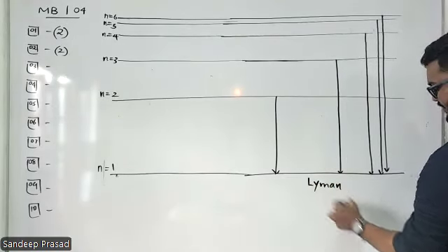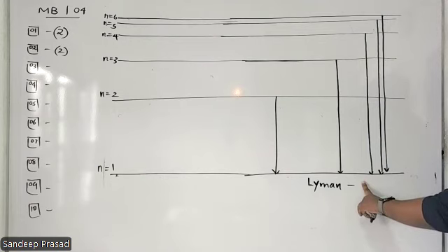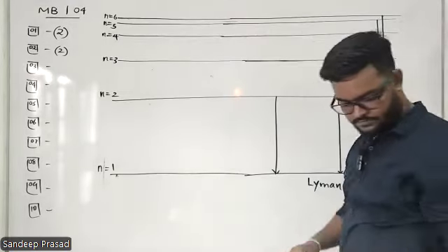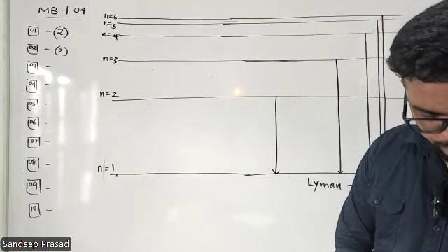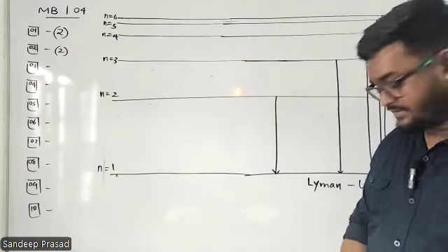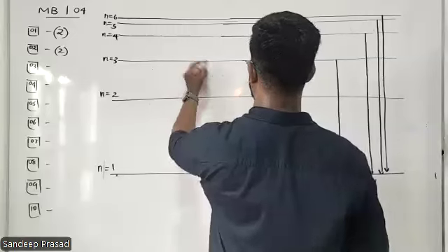Lyman series belong to which region in the electromagnetic spectrum? Can you remember? Lyman belongs to which region? Ultraviolet, UV. Okay. Then here we have Balmer series. I told you that Balmer series is actually partly visible light region, no? N equals 3 to 2.